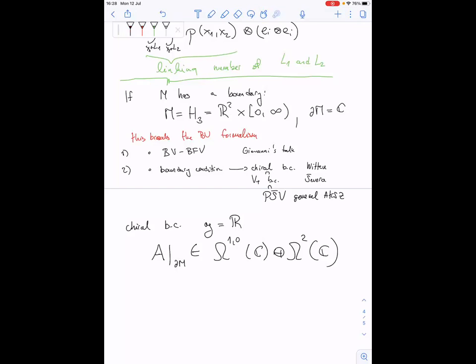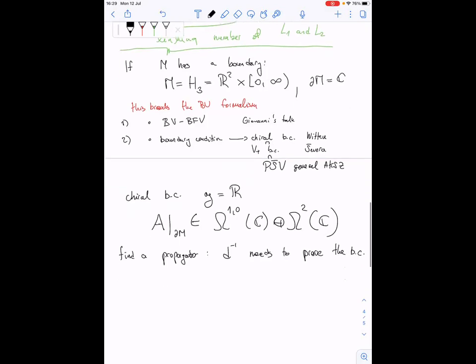I will come back to the V plus boundary condition later, but we would like to do the same thing as before. We would like to find a propagator. But now, to be consistent with the theory, it needs to respect the boundary condition. So this D inverse needs to preserve the space of all such A's that satisfy the boundary condition. This is our work with Pavol Severa and Donald Youmans. So this is the definition of the propagator.